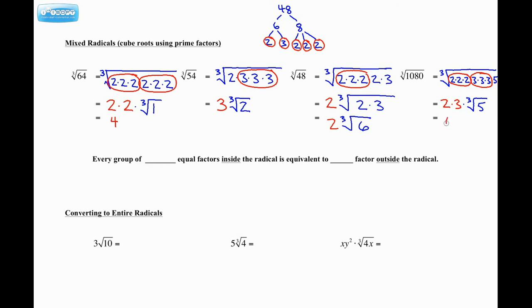So this is 6 times the cube root of 5. Okay, so that reduces quite nicely. We had quite a large number here, and now it's quite small. It's, well, 5. So just to summarize, just like I did with the square roots, for cube roots, every group of 3 equal factors inside the radical is equivalent to 1 factor outside the radical.